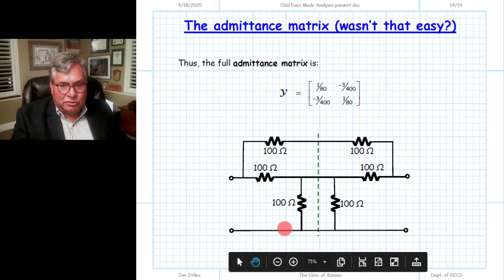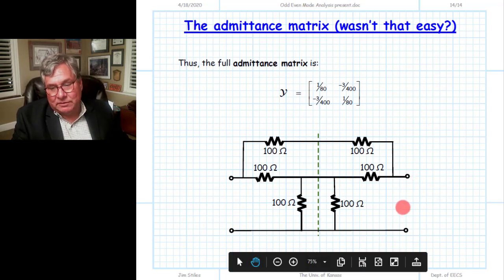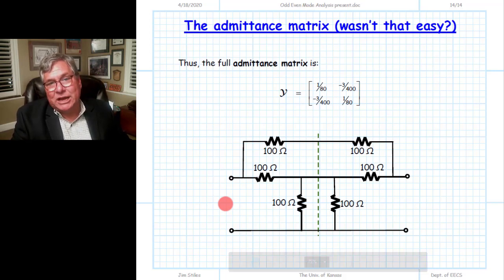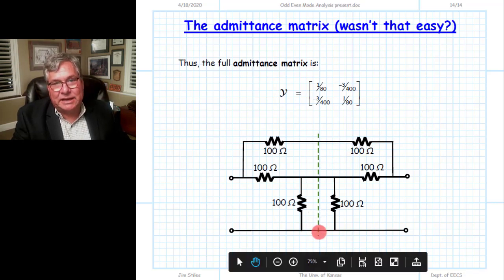We'd have to go through and analyze the complete circuit with KVLs and KCLs to find the answers. Moreover, once we found y11 and y21, we'd have to go through and put the source on the other side and move the short back here and redo the analysis because at least y22 would not be equal to y11 in that case. So the fact that this is symmetric really has saved us a lot of time and a lot of effort.